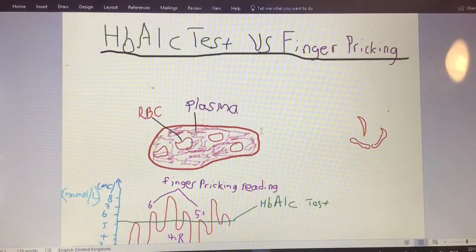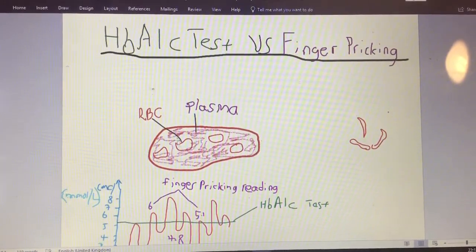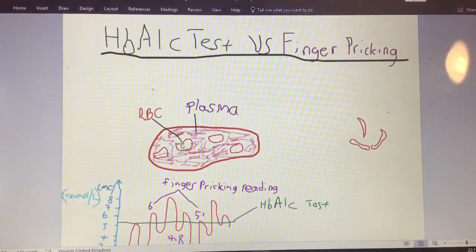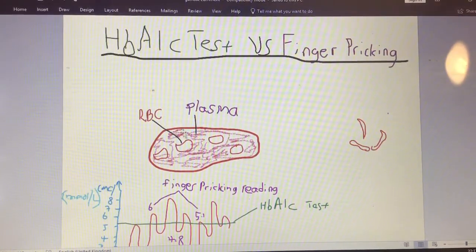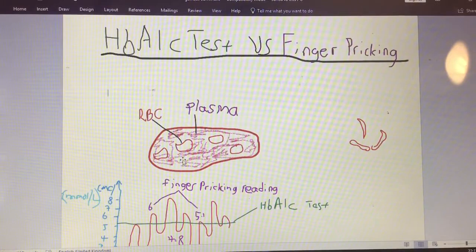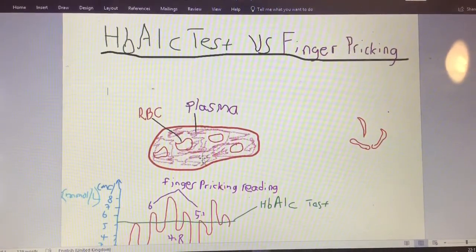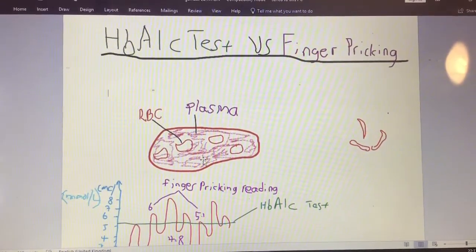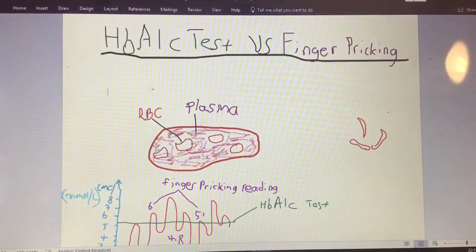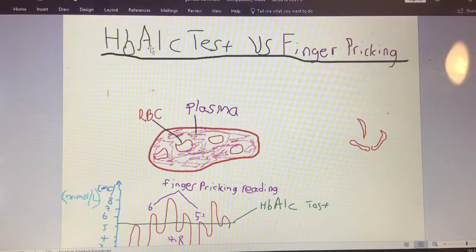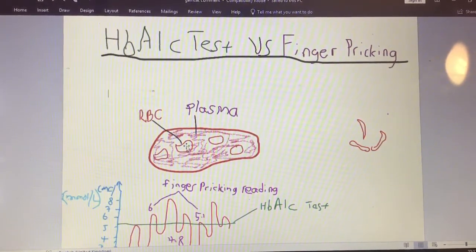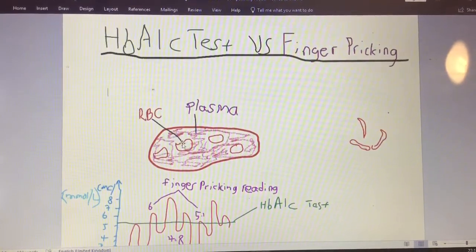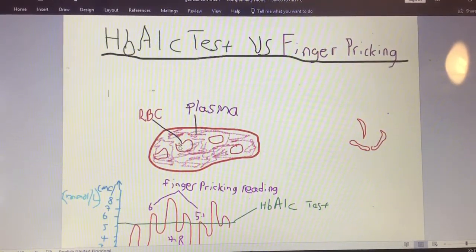Red blood cell has a biconcave shape. So these are biconcave shape normal red blood cells, and it has an expiry date of between 90 and 120 days. Average of between 90 and 120 days. So what this test does, that's the HbA1C test, is it actually identifies the level of glucose in the red blood cell itself.